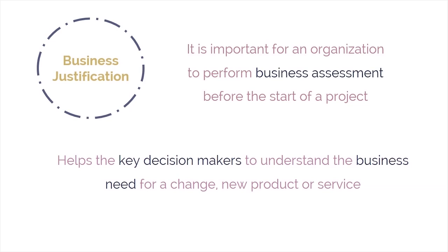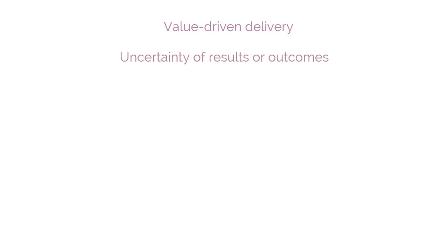Business justification in Scrum is based on the concept of value-driven delivery. One of the key characteristics of any project is the uncertainty of results or outcomes.